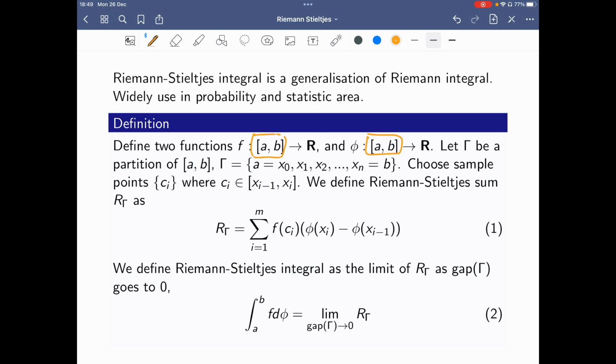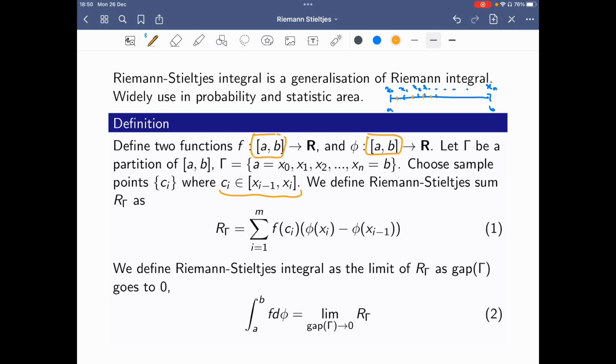So the partition is going to be the points from a to b: x0, x1, x2, ..., xn, and choose sample points where ci is in between x_{i-1} and x_i. We have an interval from a to b, and we have many points x. For example, here's x0, x1, and some points here x2, x3 until xn, which is our b. Then we choose a sample point ci in every single interval, like the middle point, or just a random one. We can choose this ci.